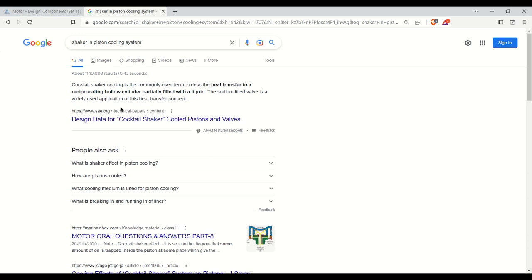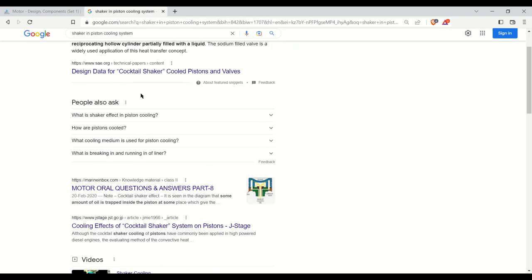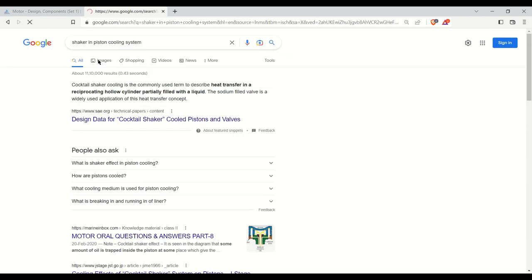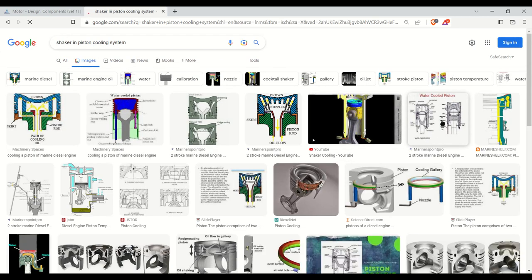Keep in mind that the hollow cylinder passages are not completely filled here. They are partially filled. Now let's see how it looks. You can see in the images. Is this the right image? I think this is the nozzle type of cooling.